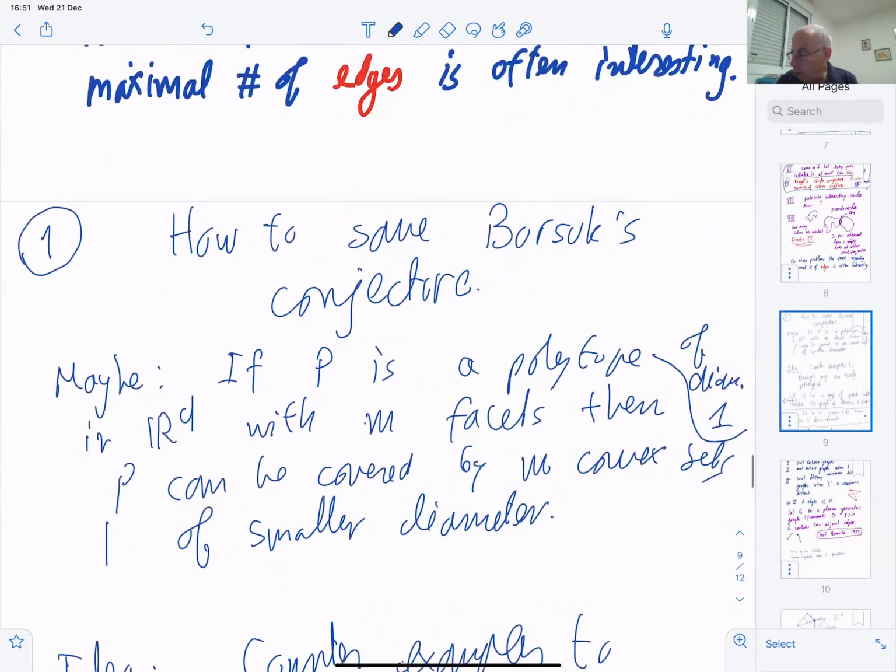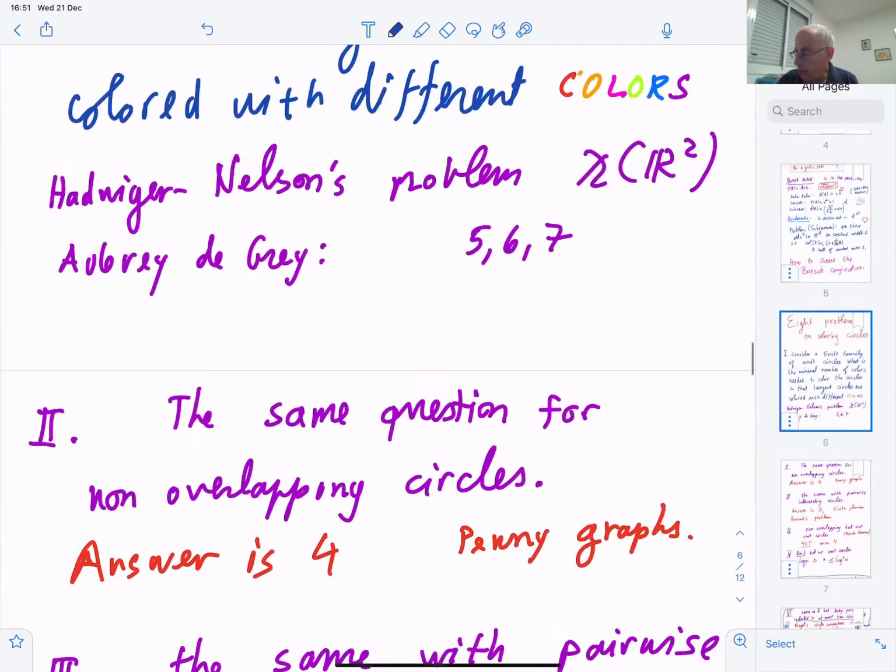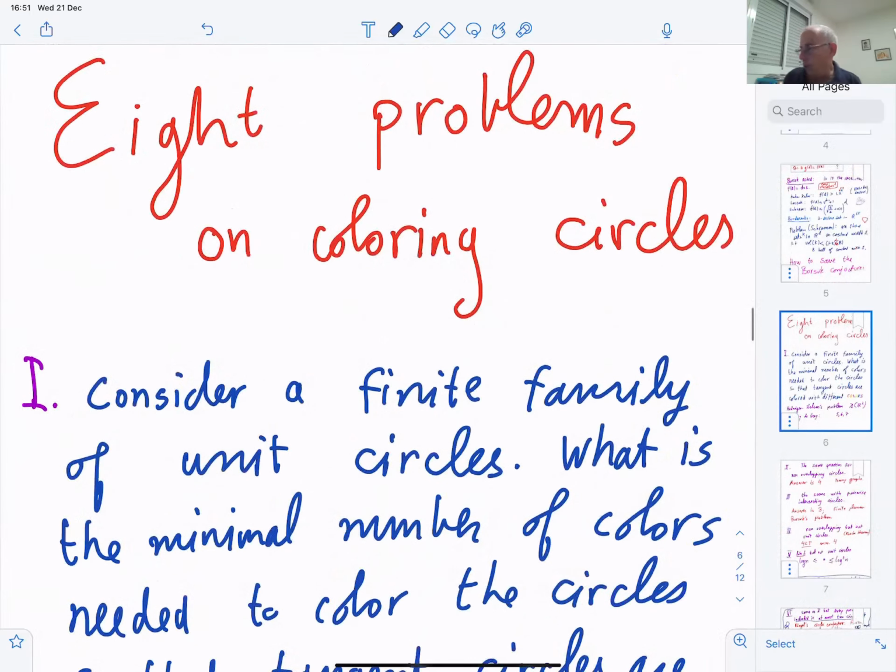Okay, so now I want to talk about 8 problems on coloring circles, and as you will see, and this also goes to Shafar's comment, they are related in theory to the Borsuk problem. But maybe first, are there any questions about the Borsuk problem or remarks? I see there is one thing in the chat.